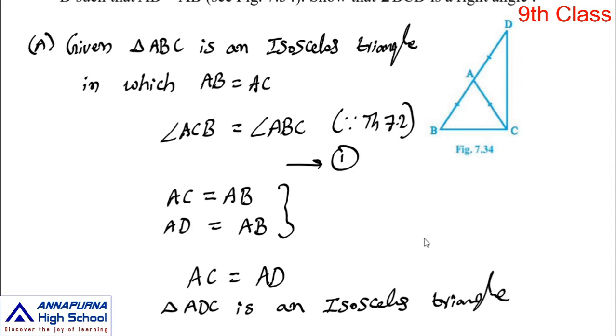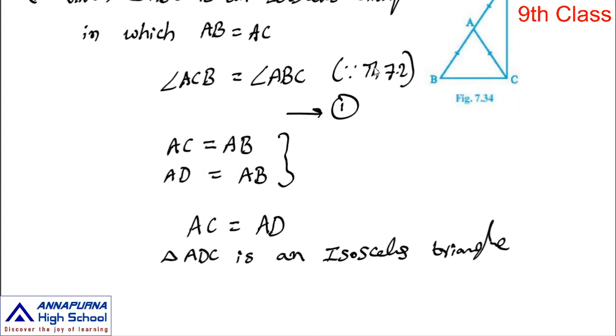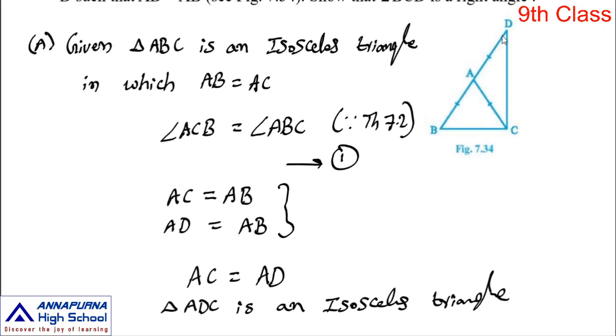Again by using theorem 7.2: angles opposite to equal sides of an isosceles triangle are equal. These two sides are equal, so these two angles are equal. AD is equal to AC, so angle ACD is equal to angle ADC.